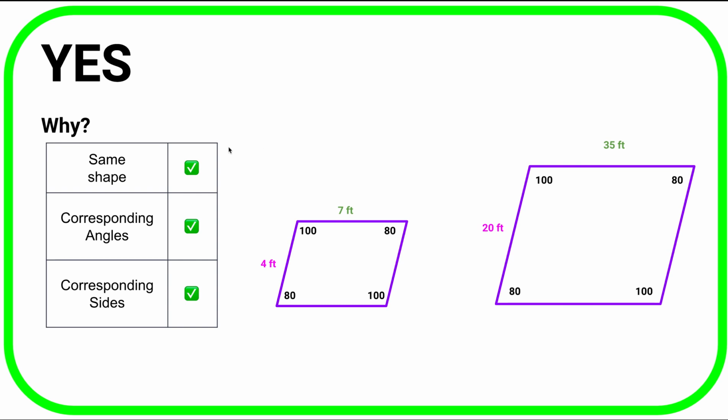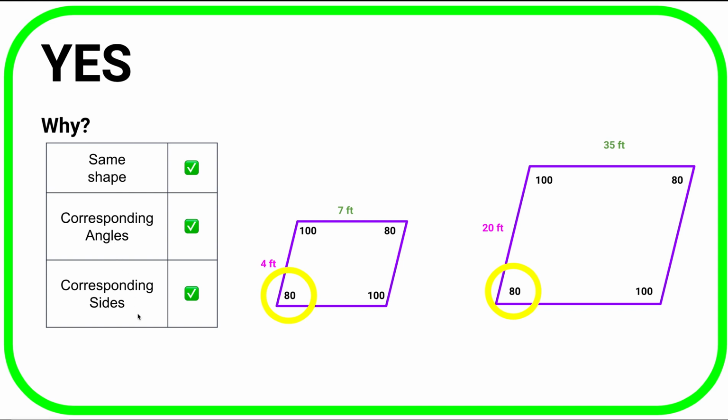If you answered yes, you are correct. Because once again, we do have 2 figures that are the same shape. We have 2 parallelograms. For corresponding angles, the angles in matching corners. On the top left-hand side, we have 100 degrees for both. Opposite of that, on the bottom right-hand side, we also have 100 degrees for both. And then on the top right-hand side, we have 80 degrees and 80 degrees. And then on the bottom left-hand side, we have 80 and 80, giving us our corresponding angles.